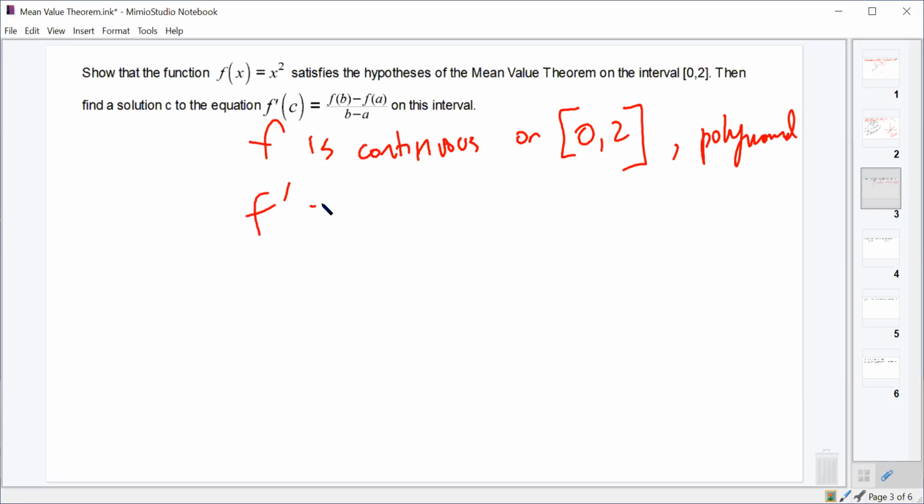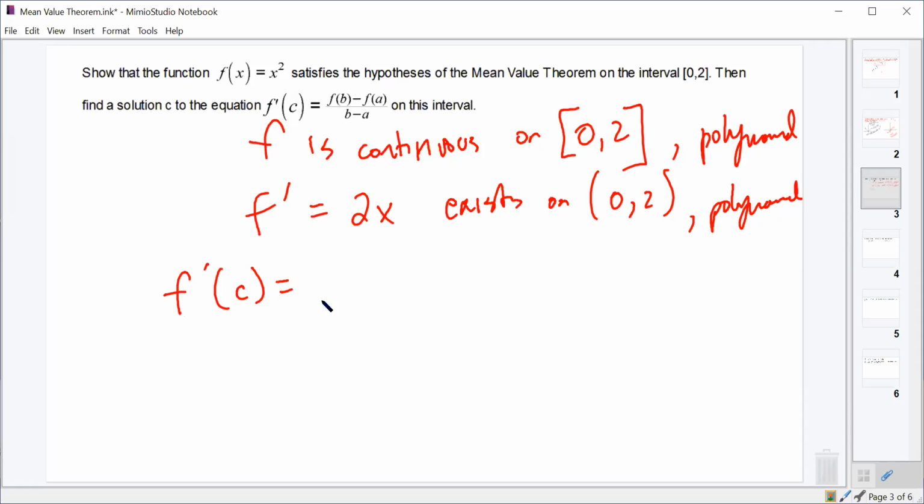And then what about f prime? F prime is equal to 2x. Does that always exist on the interval from 0 to 2? Yes, and that's the open interval from 0 to 2. It also exists on the closed interval from 0 to 2, but that's beside the point. It exists on the open interval because it's a polynomial. So we know that both of the conditions of the mean value theorem are met. So we are guaranteed that there is a place where f prime of c is equal to f of b minus f of a over b minus a.